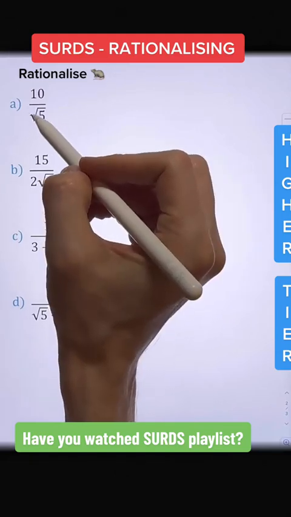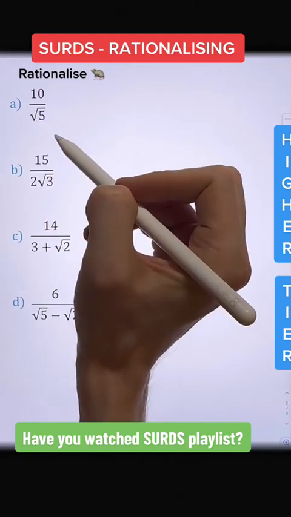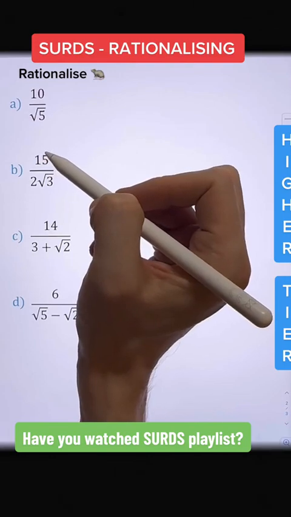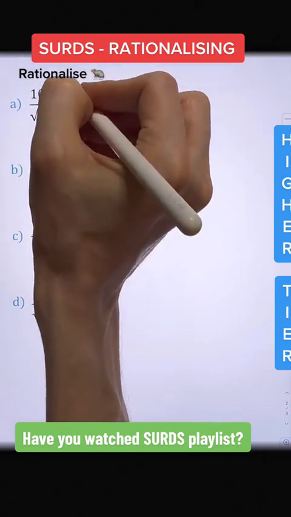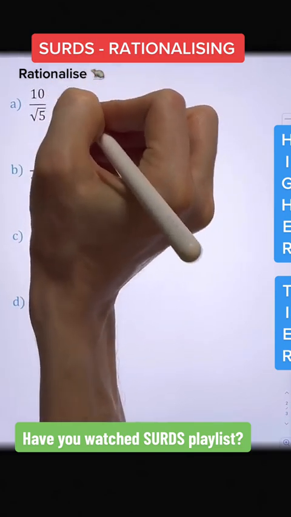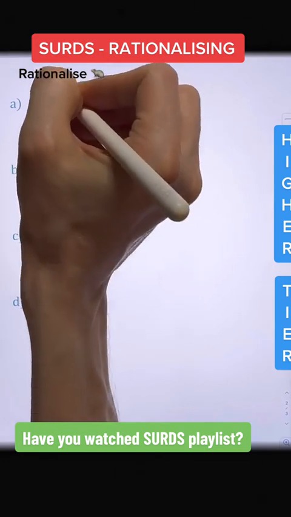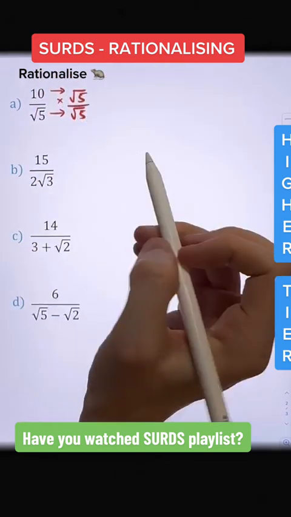Rationalise means to get rid of the root from the bottom of a fraction. If we have one term in the bottom of a fraction, we just simply multiply the top and the bottom by that root. So for part A, I'm going to multiply top and bottom of my fraction by root 5. When timesing fractions, I just times the tops and times the bottoms.